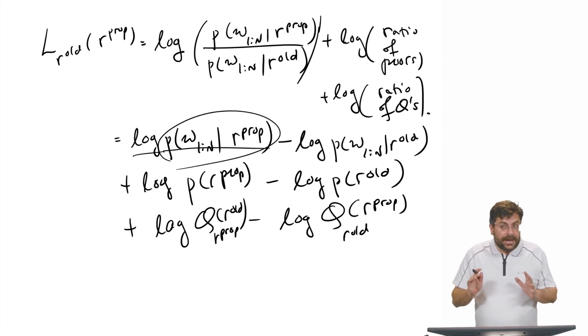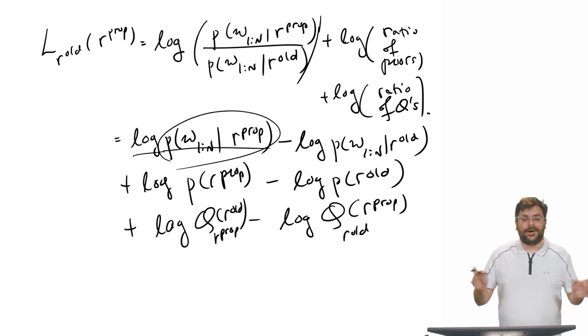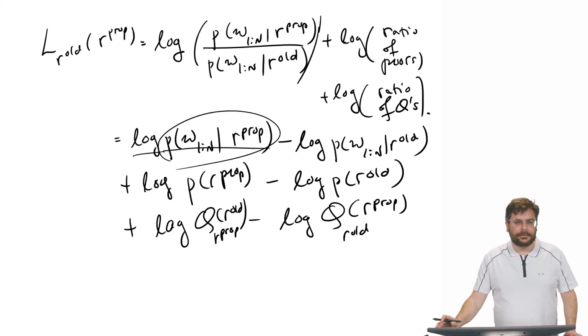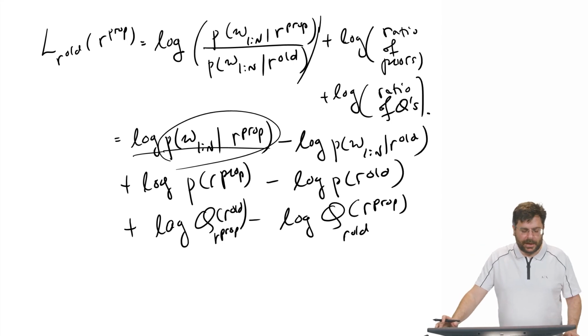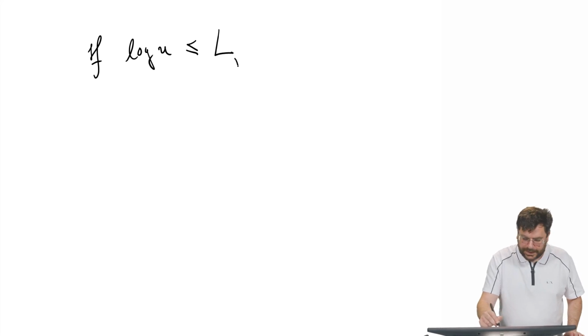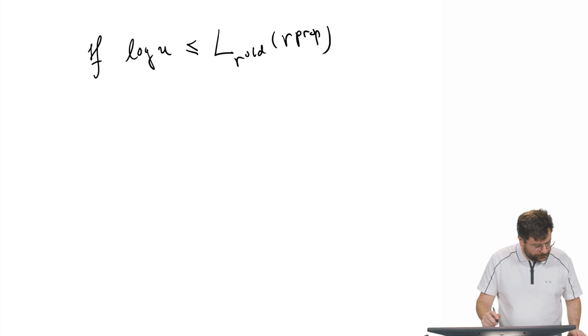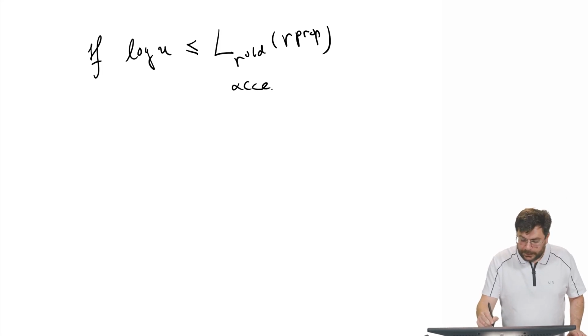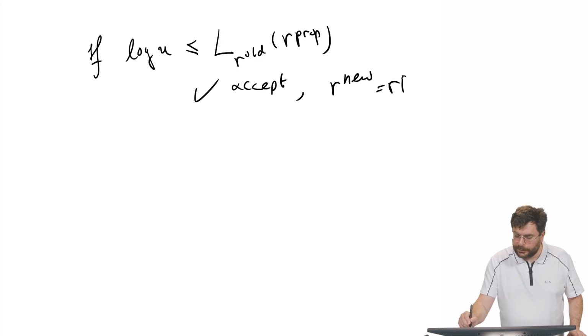But the thing is that I now have to adjust, for technical reasons, my Metropolis-Hastings algorithm, or I have to adapt it slightly to accommodate the fact that I'm now working with a log acceptance criterion, not an acceptance criterion. So what do I do? Well, I simply say that if log of U is less than or equal to L of R old, R proposed, then accept, and R new is equal to R proposed.